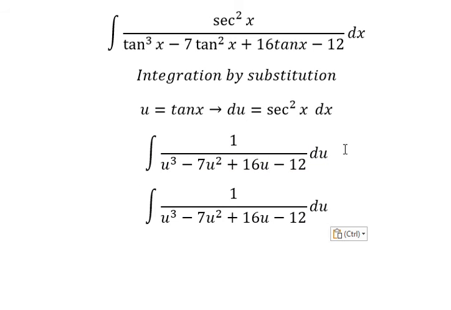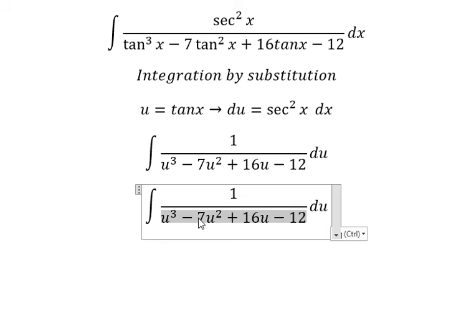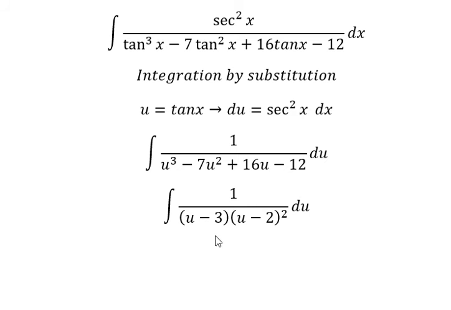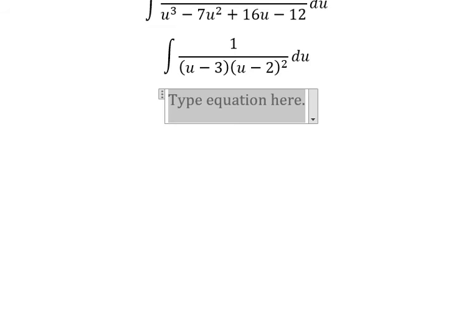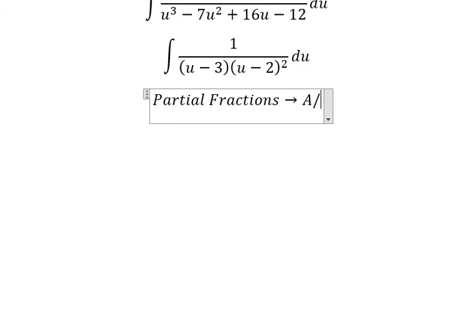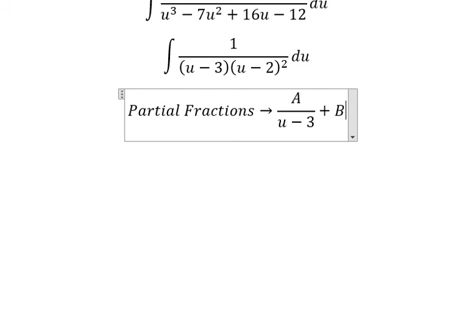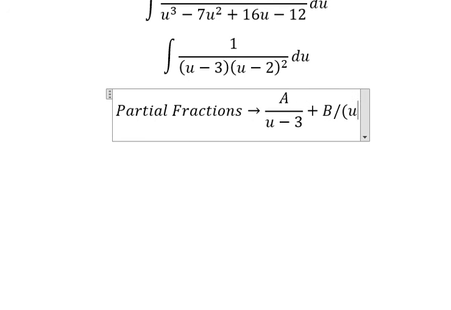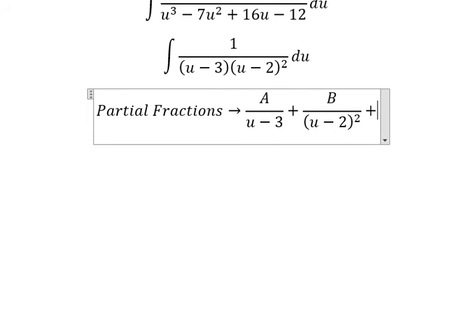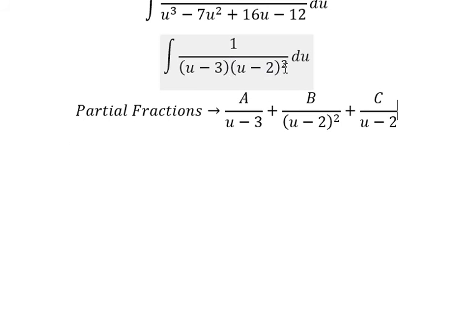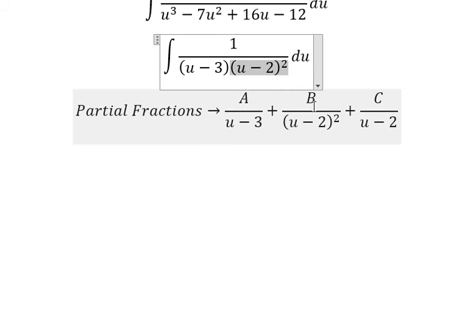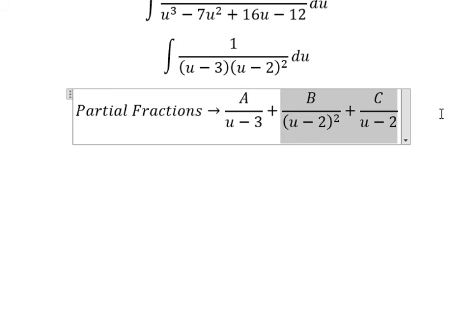Next, we need to do factorization of this one. They will be like this. Next, we can use partial fractions. So capital A over u minus 3, capital B over u minus 2 to the power of 2, and C over u minus 2. Because we have the power 2 in here, that's why we have 2 fractions.